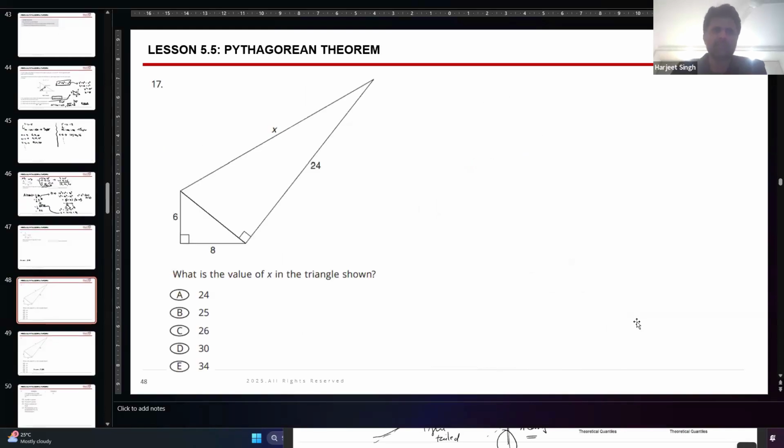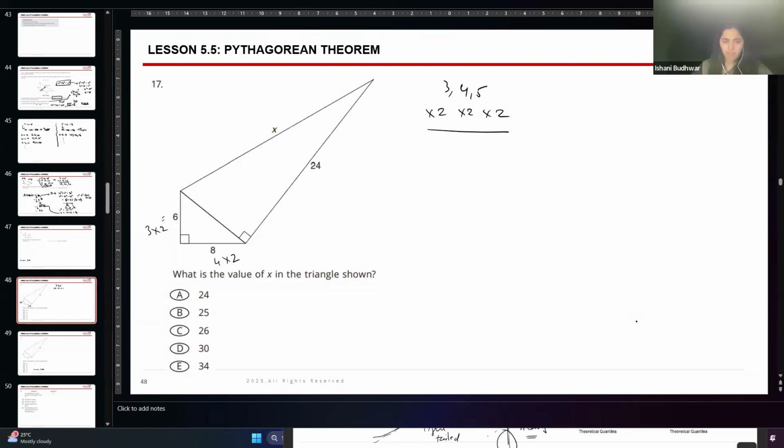Next. All right, what's this? What is the value of x in the triangle shown? Okay, so it seems that there are two right angle triangles, clearly. So the first one is this. So can I say this looks like 3 into 2 and 4 into 2. So the triplet looks like 3, 4, 5 multiplied by 2 each. So 6, 8, 10 looks to be the triplet. So this is 10.